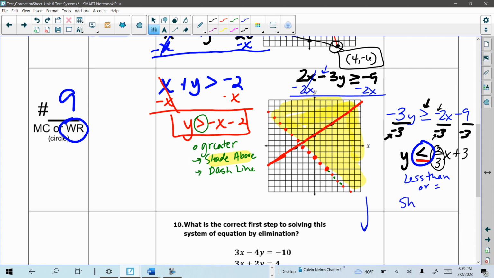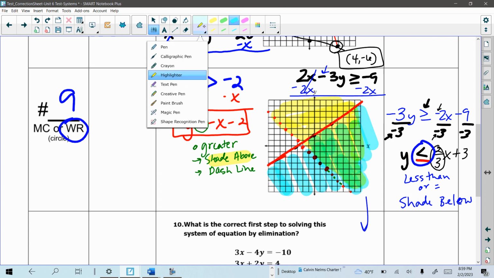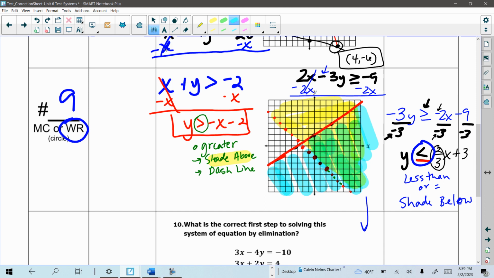We're going to shade below. So if I'm shading below my red line, my solid line here, I'm going to do that here. This is going below the line. And where the two shadings overlap is our solution. In this problem, it asks you to place a large capital S in the solution set. The large capital S should have been here. And that's what I checked for.